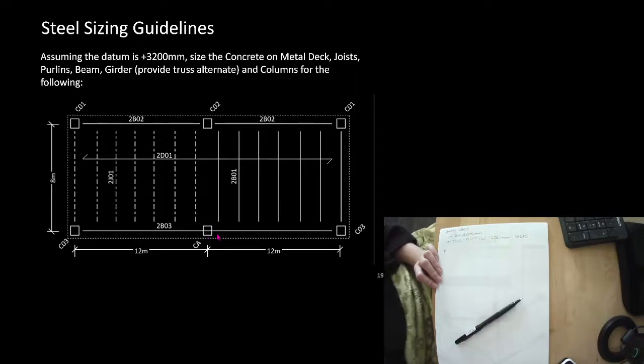So that means it's doing an extra job. It's not just supporting joists and purlins. It's also supporting a column. So to me, that says it's a girder.